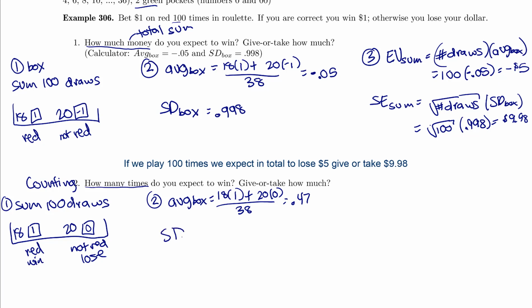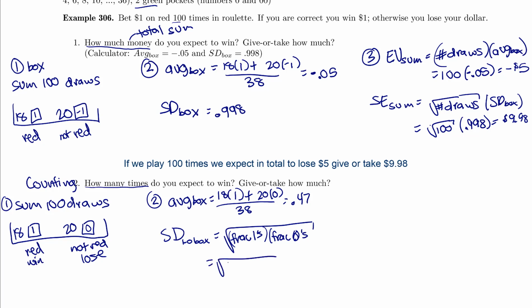Then we need the SD of the box. Now, this is a box that only has ones and zeros. If you only have ones and zeros, we have that nice little shortcut. So for a 1-0 box, it's equal to the square root, and we can write proportions or fractions, depending on which one's easier for you. I think fractions is going to be easy here. So I'm going to write the fraction of ones times the fraction of zeros.